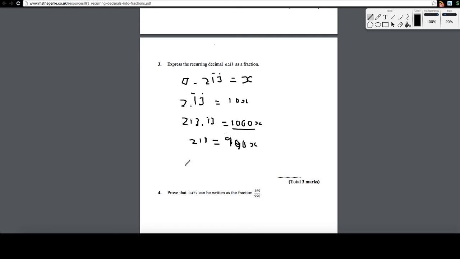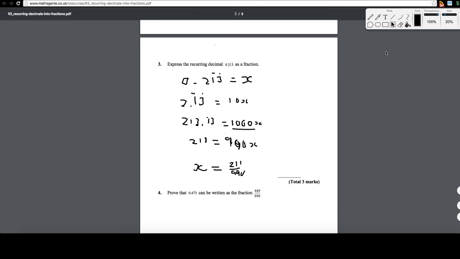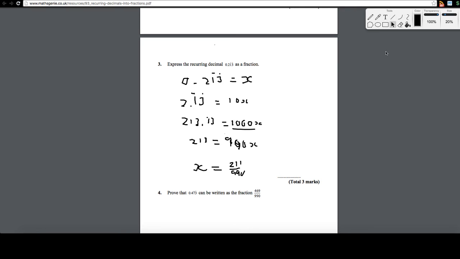So 211 equals 990x, so x, as we've seen in other questions, x equals, and here we don't have something to simplify it to, so we can just leave it as 211 over 990.